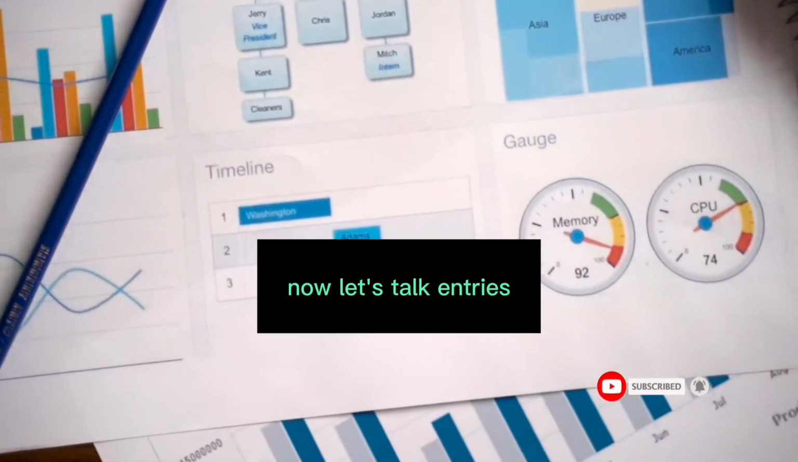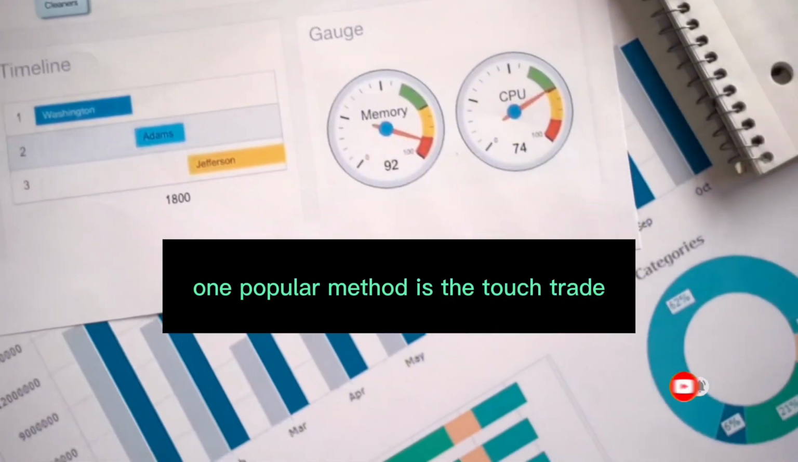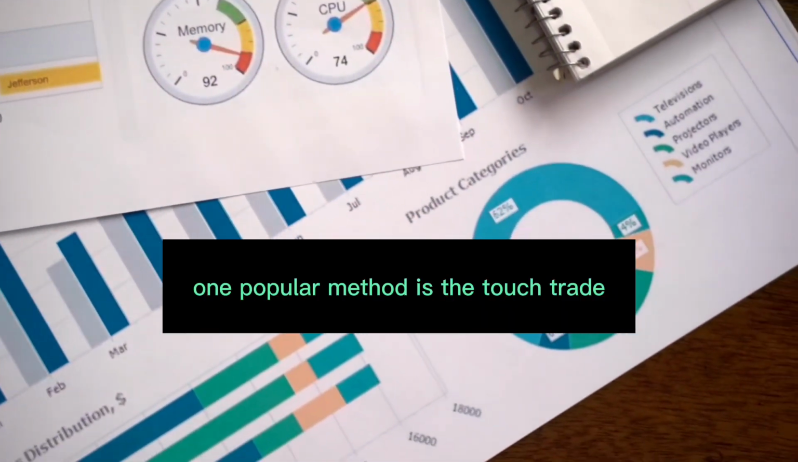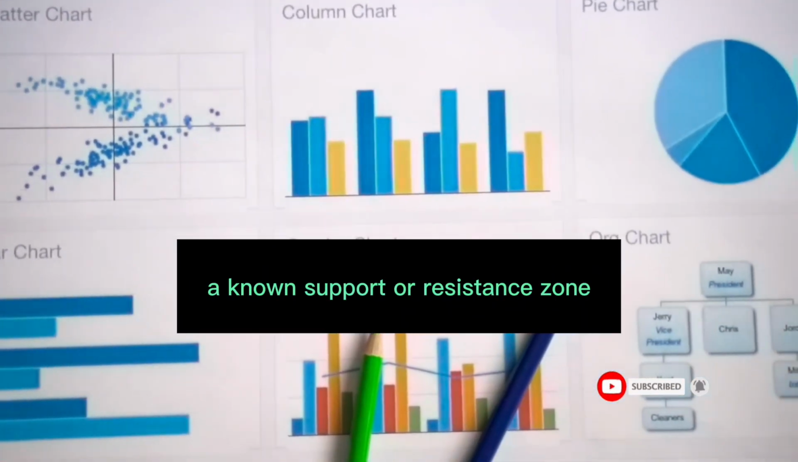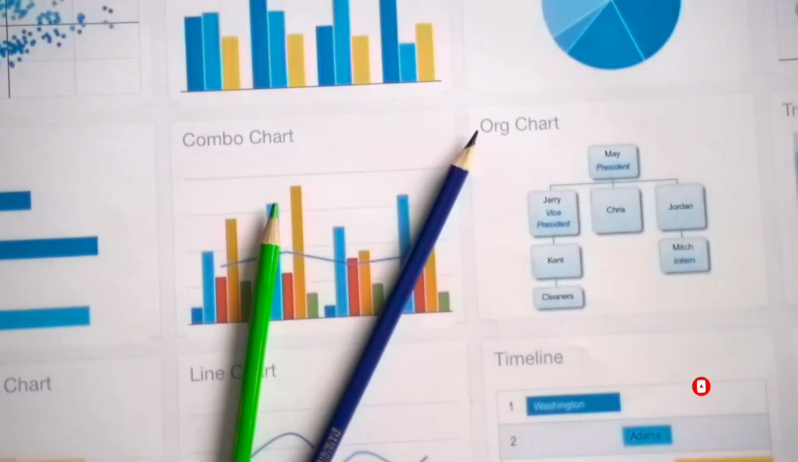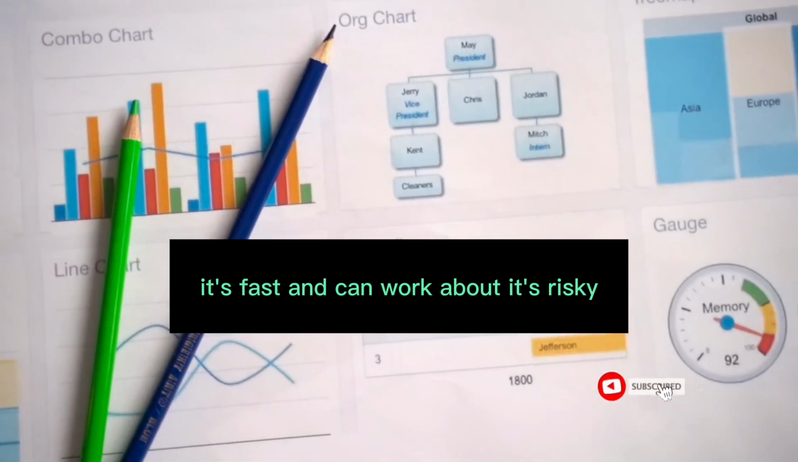Now let's talk entries. One popular method is the touch trade. This is where you enter as soon as the price touches a known support or resistance zone. It's fast and can work, but it's risky.